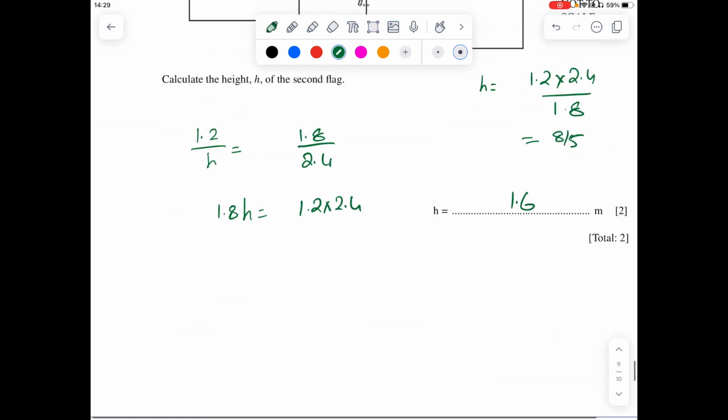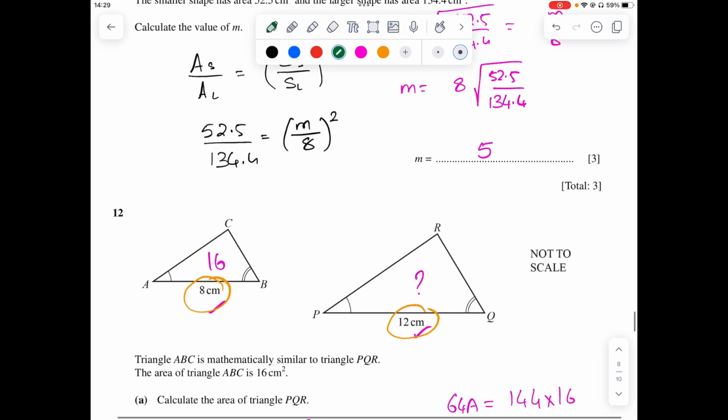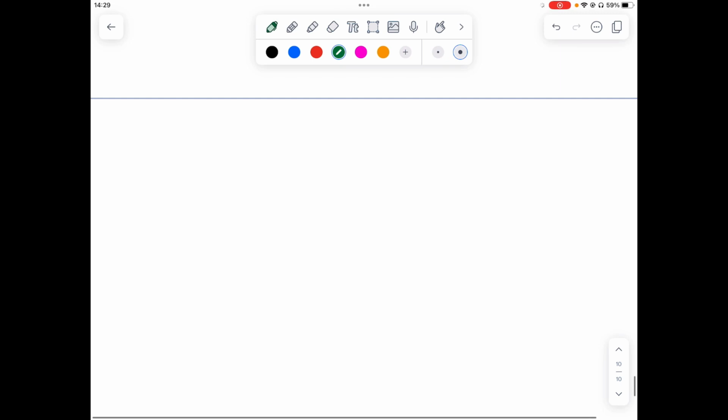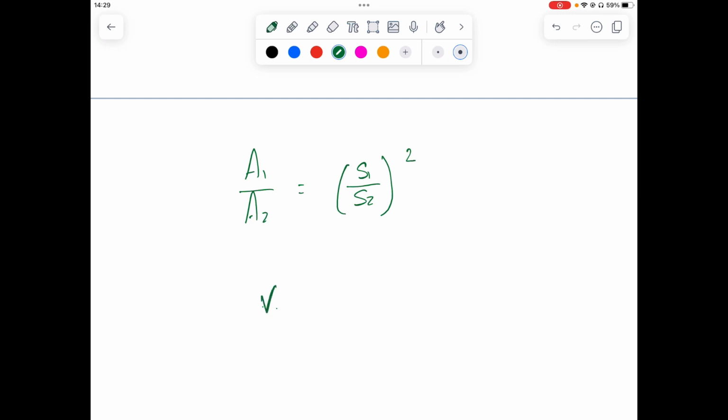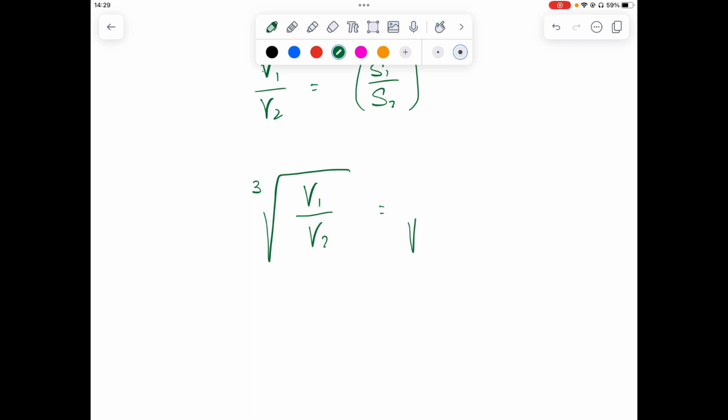So that completes these few questions from past paper questions based on the topic similar shapes. Using only one formula, remember: area 1 upon area 2 equals side 1 upon side 2 whole square, or volume 1 upon volume 2 equals side 1 upon side 2 whole cube. If we are asked the relationship between volume and area, volume 1 upon volume 2 should equal the square root of area 1 upon area 2.